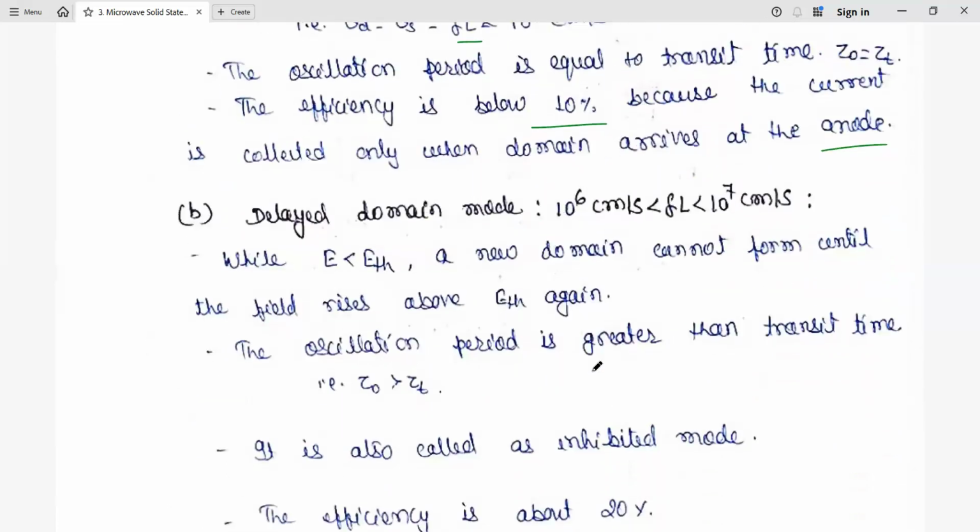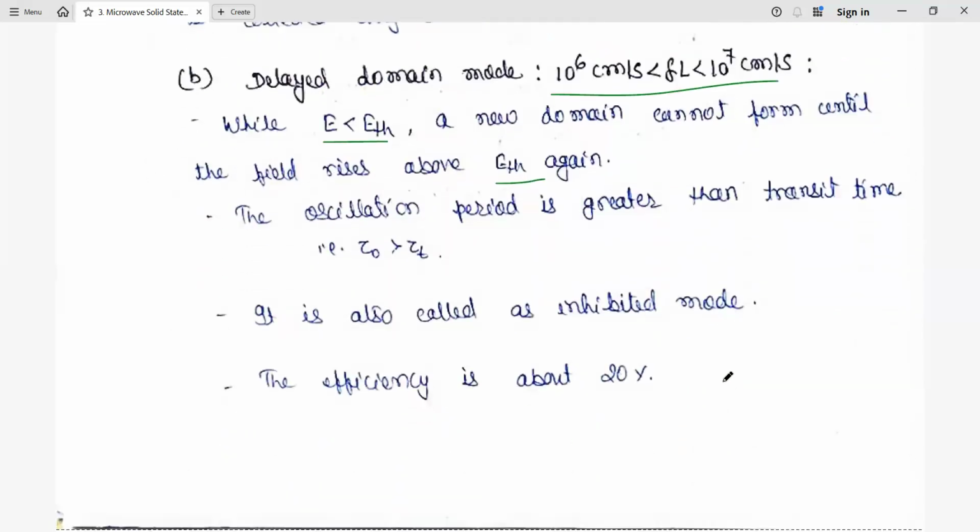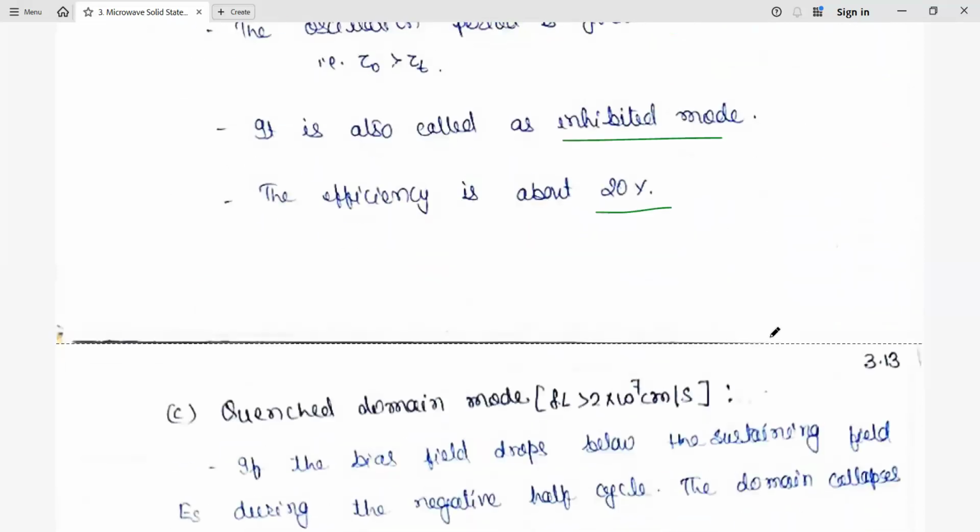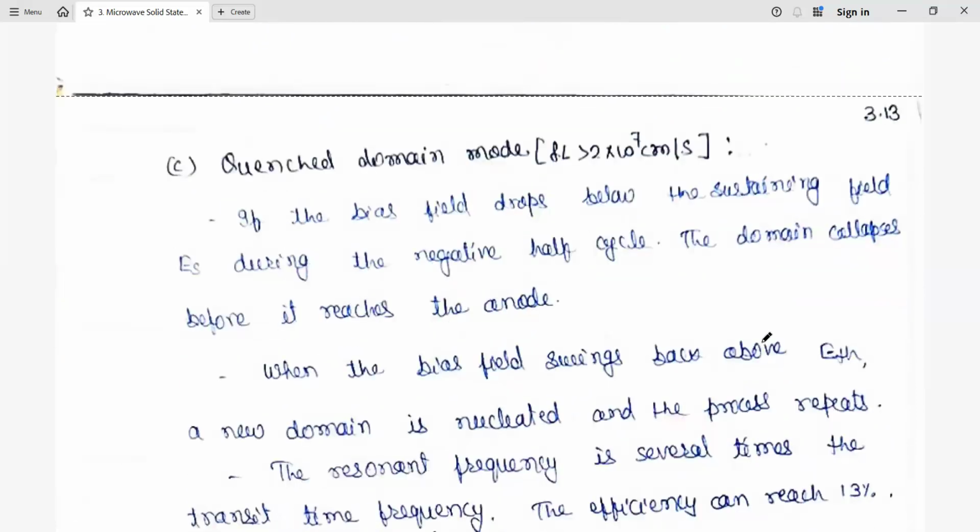Less. In case of delayed domain mode, what we are seeing is that the range of FL is 10 to power 6 centimeter per second to 10 to power 7. And here E is less than the threshold value, and a new domain cannot form until this field rises above this threshold value. So in this, if you compare, τ0 is greater than τt. So τt is the transit time. So it is also called inhibited mode, and efficiency is about 20%. In the previous one, efficiency was less than 10%.